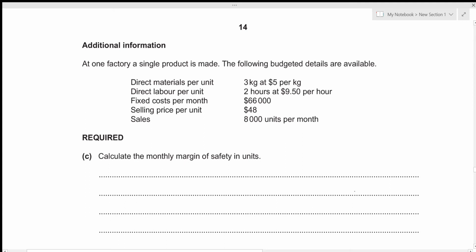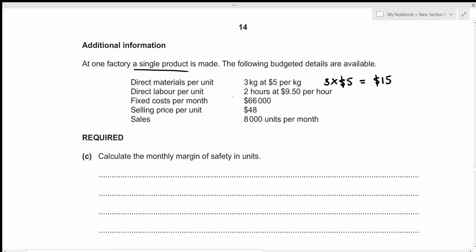We are given additional information. At one factory, a single product is made. So this falls under our assumption of break-even analysis, and the following budgeted details are available. So we have the direct materials per unit. Let's figure out the total direct materials. So that's just going to be the total kgs of direct materials times the rate of direct materials per kg. So that's $5. So 3 times 5, that's just going to be 15. So the direct materials per unit is 15.